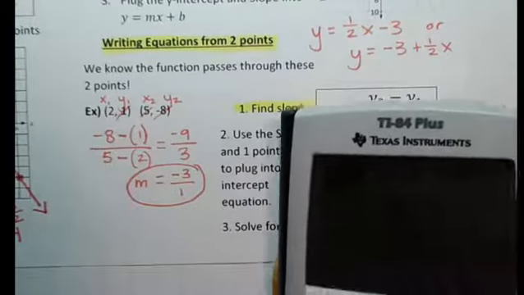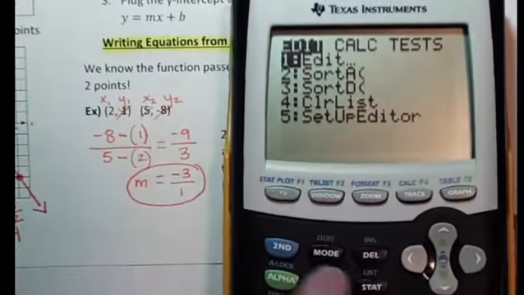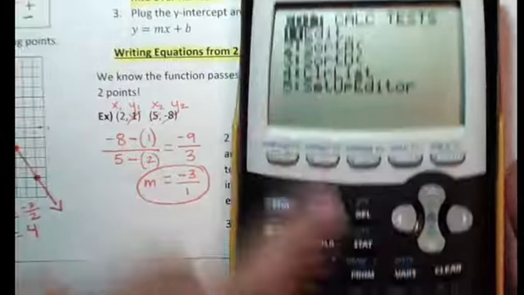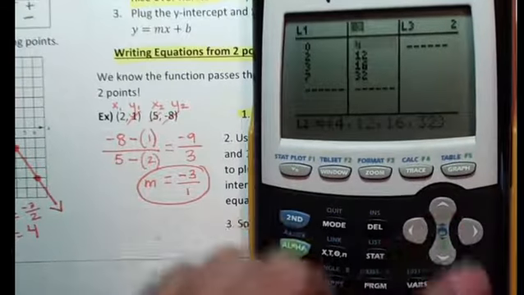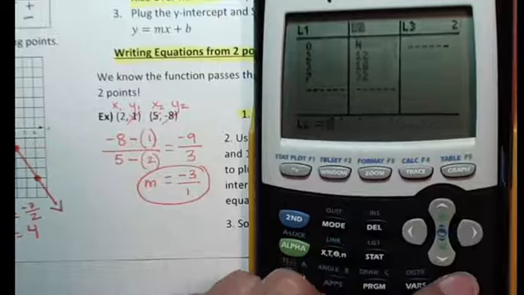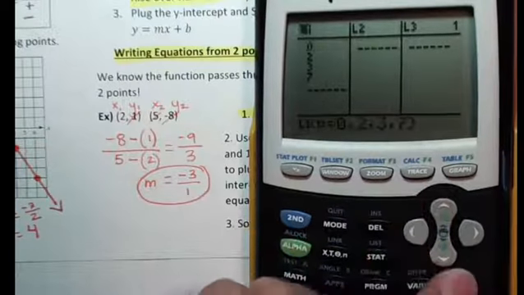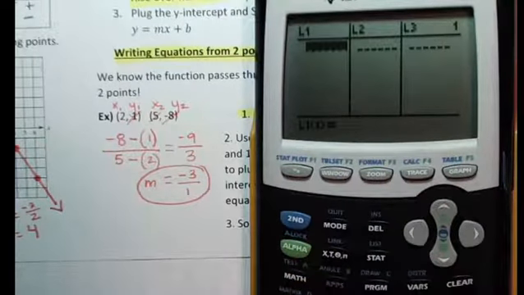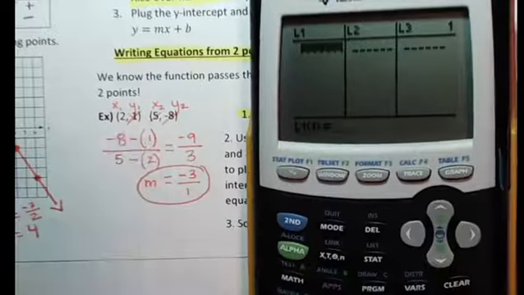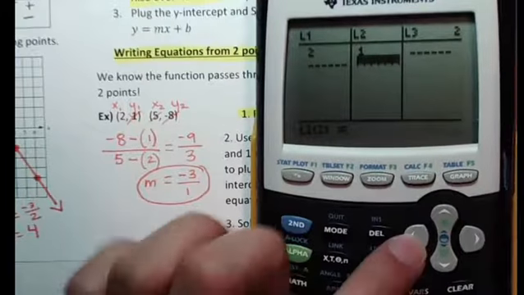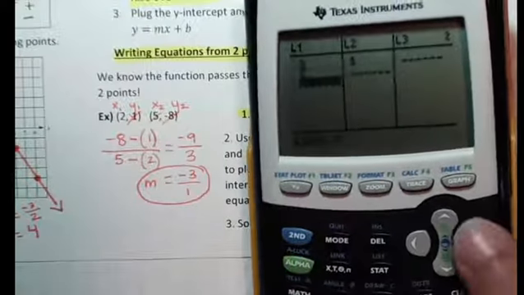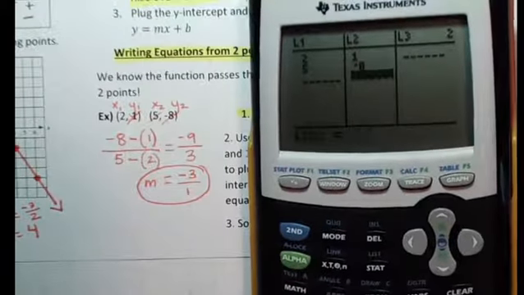So, remember how we get there? I push stat, and then I'm going to go to edit 1. I'm going to clear whatever I have, so highlight L2, push clear, enter. Highlight L1, push clear, enter. I'm going to enter in this first point: 2, enter, 1, enter, and then 5, enter, -8, enter.